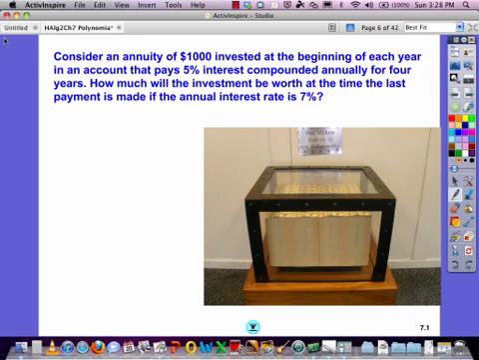Okay, so why did I have up there that it's 5%? So let's clean this up. Consider an annuity of $1,000. But the difference will be ours is now 7%. Okay, so I think we should be good.